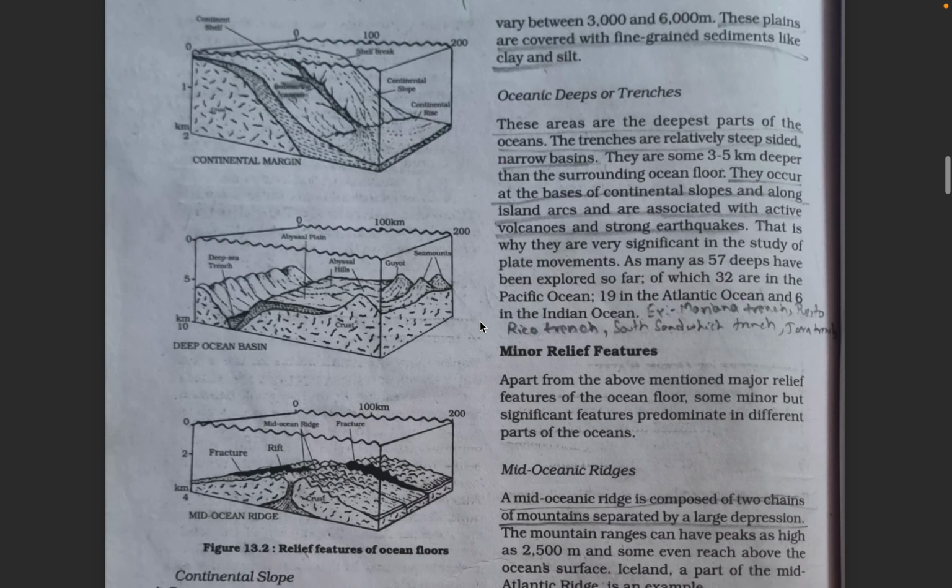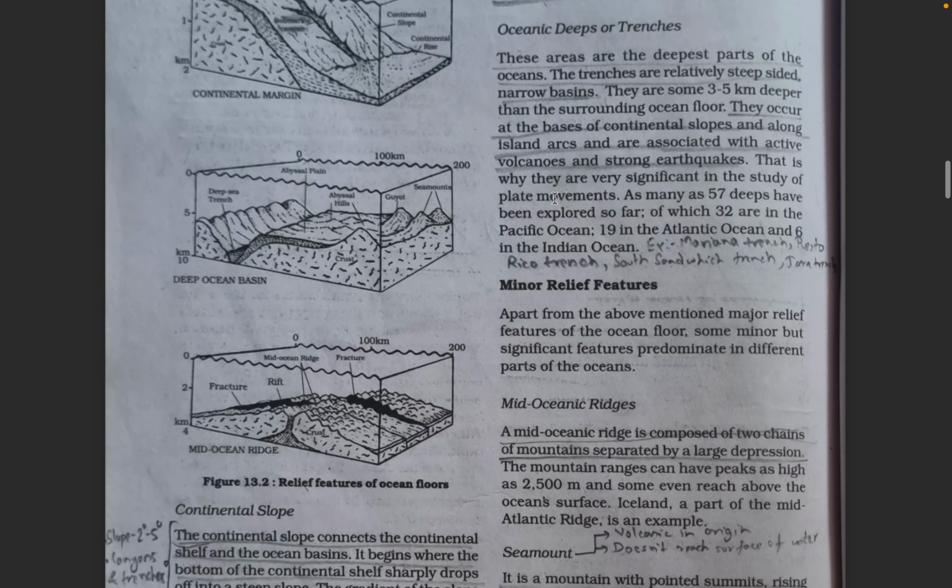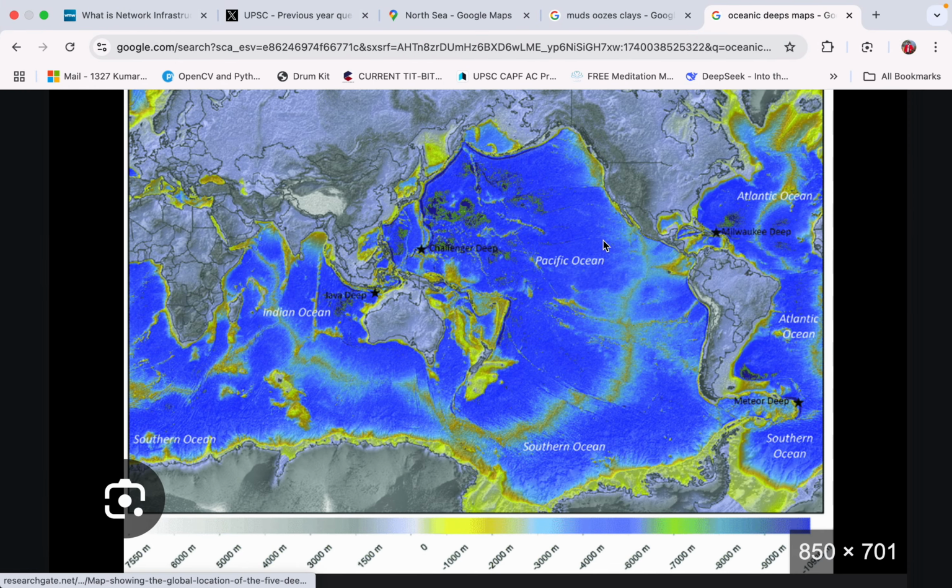Now coming back, I have covered this. Okay, oceanic deeps or trenches. What are oceanic deeps and trenches? These are the deepest parts of the ocean. The trenches are relatively steep-sided and narrow. The sides of these trenches are really deep, as we have seen in this image.